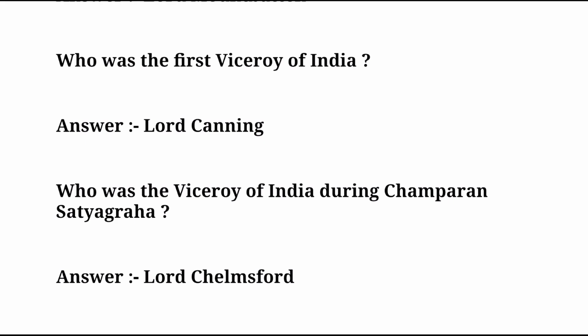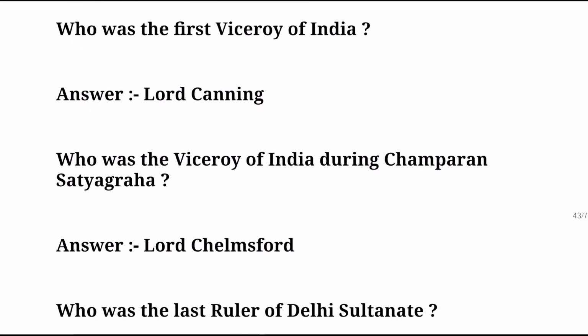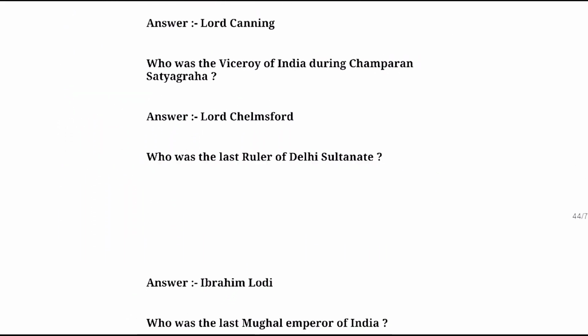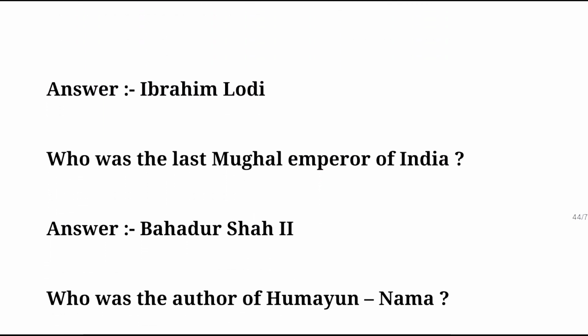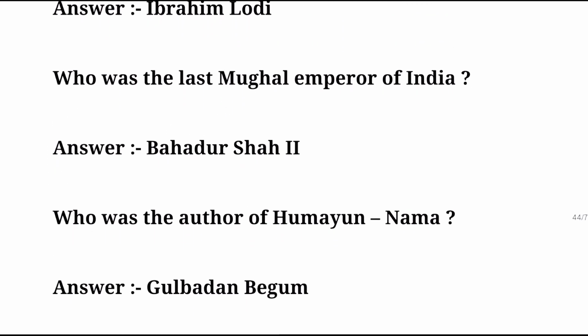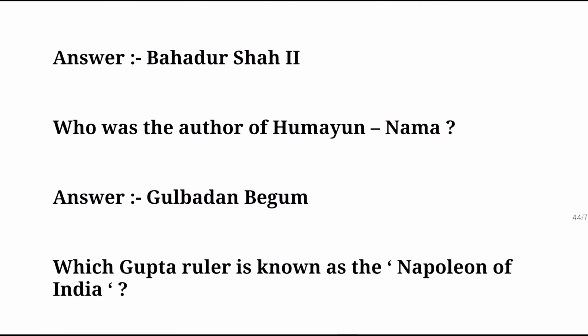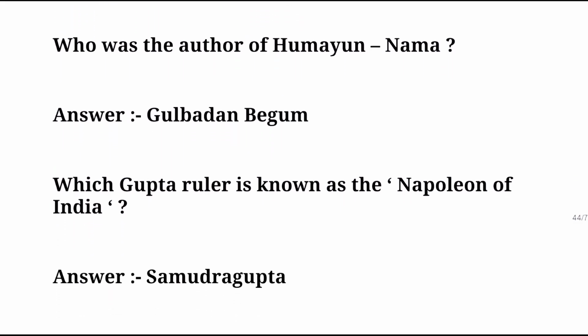Answer. Lord Canning. Who was the Viceroy of India during Champaran Satyagraha? Answer. Lord Chelmsford. Who was the last ruler of Delhi Sultanate? Answer. Ibrahim Lodi. Who was the last Mughal Emperor of India? Answer. Bahadur Shah II. Who was the author of Humayun Nama?